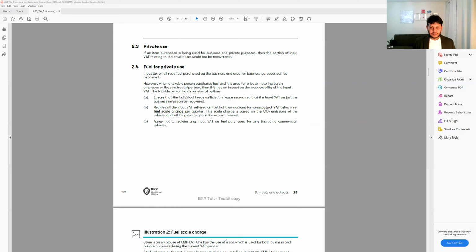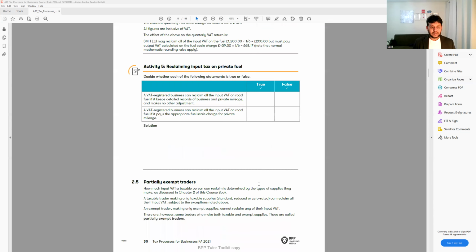All right, let's have a look at the next one. So let's look at our Activity 5. Activity 5 is reclaiming input tax on private fuel. Decide whether each of the following statements is true or false. A VAT registered business can claim all the input VAT on road fuel if it keeps detailed records of the business and private mileage and makes no other adjustments.